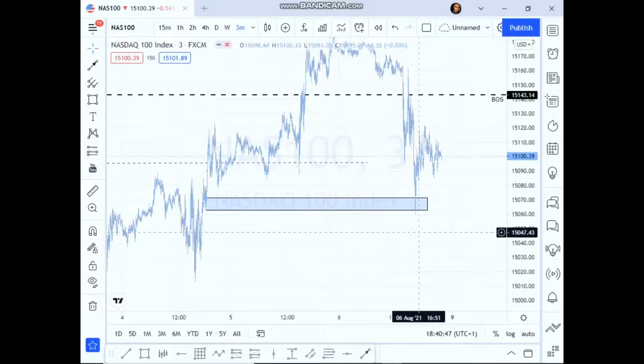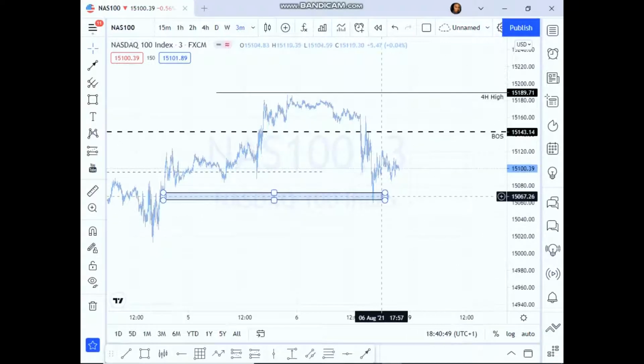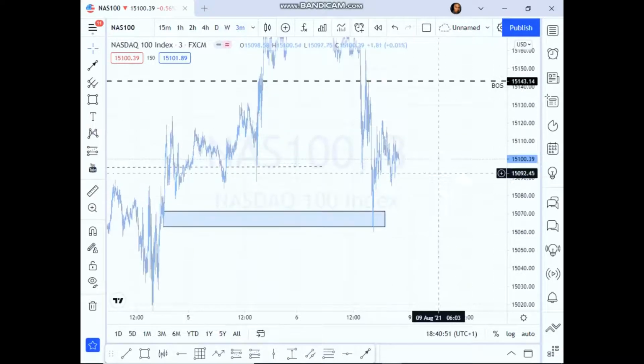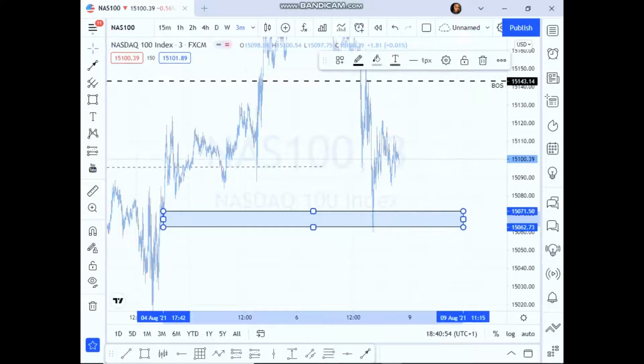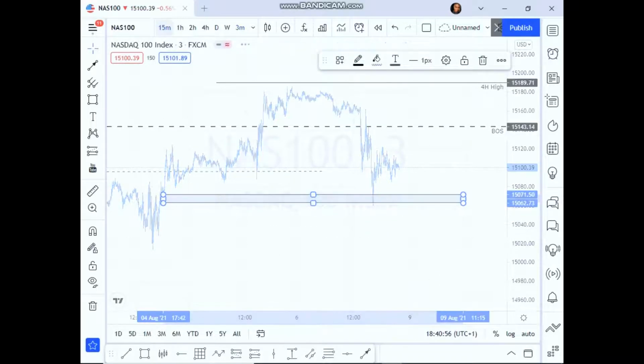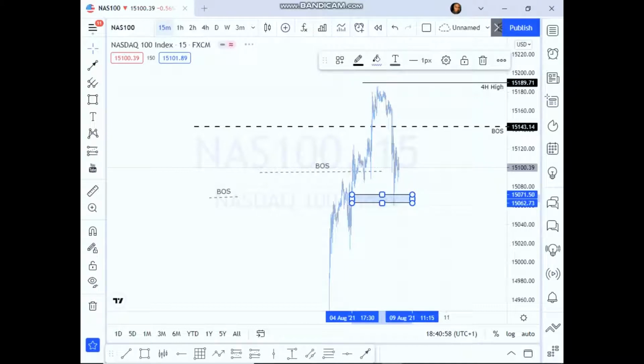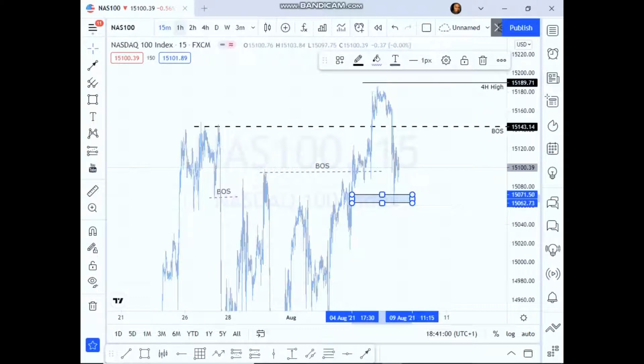5 pips. Nah, it's fine. It's not really that deep, right? So now we have everything we need to trade, right? We have our breaks of structure, we have our 4 hourly highs, we have our 4 hourly lows, and so forth. Let me just adjust this.